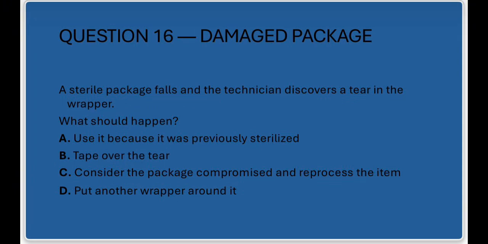Question 16. A sterile package falls and the technician discovers a tear in the wrapper. What should happen? A, use it because it was previously sterilized. B, wrap over the tear. C, consider the package compromised and reprocess the item. D, put another wrapper on it.